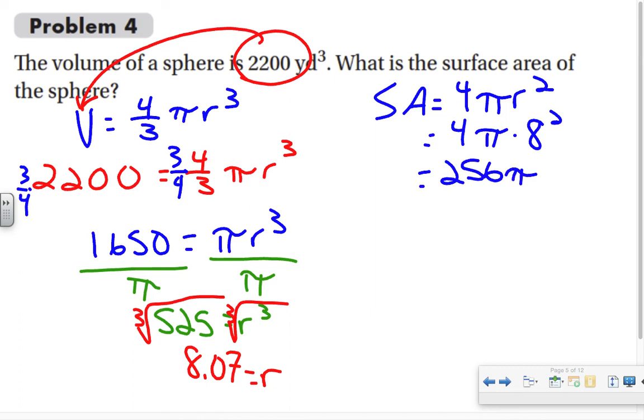And the instructions don't specify, but since the original volume was given to us with no pi in it, let's go ahead and evaluate this pi and get 804.2 square yards.